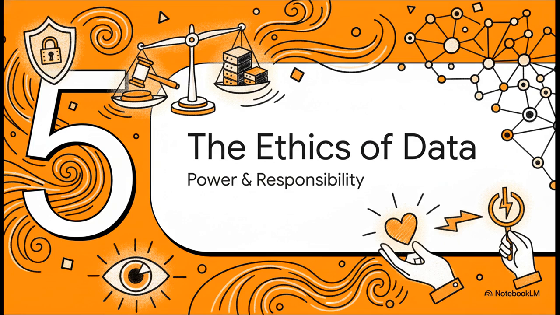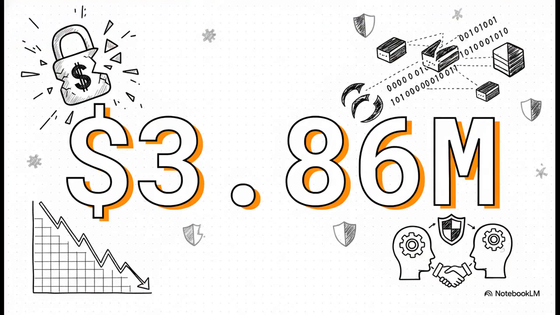But all of this immense power brings us to our final stop, Section 5, the ethics of data. Because with great power comes incredible responsibility. $3.86 million. According to IBM, that is the staggering average cost of a data breach. Just let that sink in for a second.